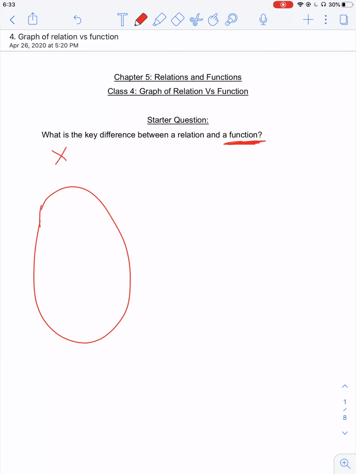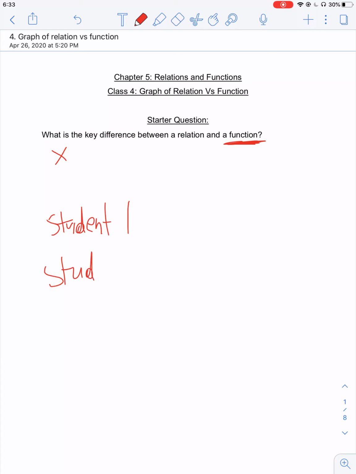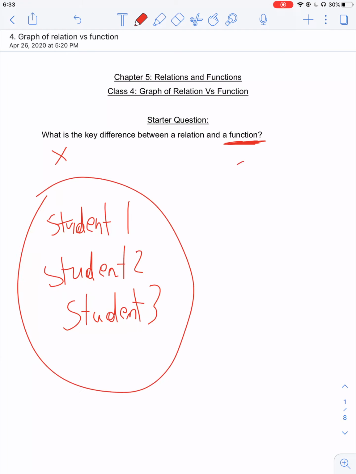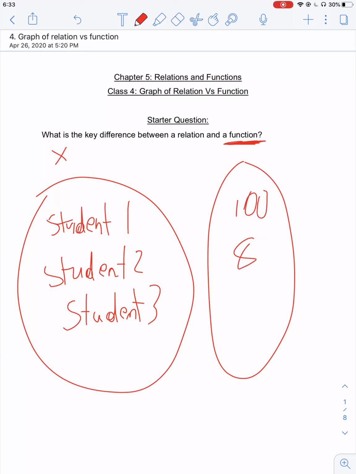This is my domain. I'm actually going to write the words first before I draw the circle. So let's say you have student one, student two, student three. I don't want to come up with the names today because it takes me a while to think about who to choose. So let's just pick some random grades. Let's say you have 100, 80, and 70.